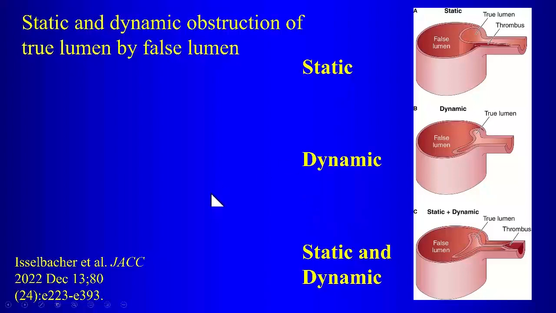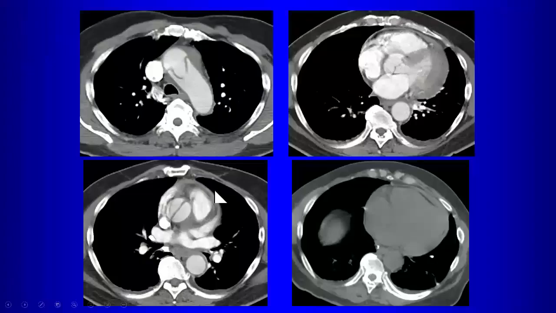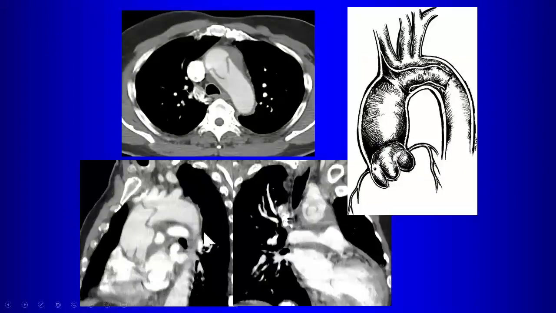And that's called dynamic obstruction. Okay. So here's an unusual appearance of a dissection. So you see that dissection flap up there. And what's happening here is that the dissection actually was from the ascending aorta, and as it peeled off during systole, it's being pushed into the aortic arch. That's what you're seeing here.